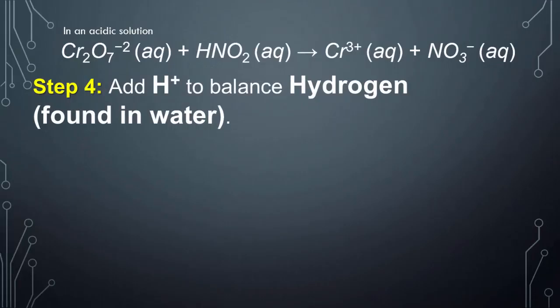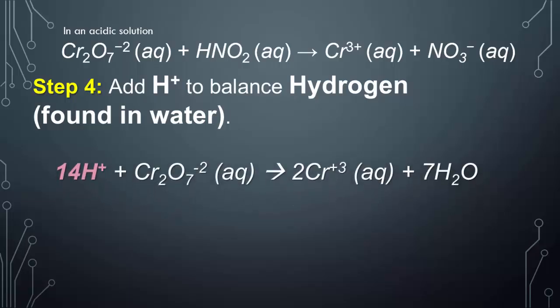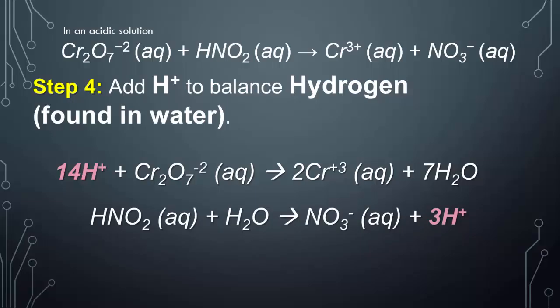The fourth step is to add protons to balance the hydrogens, which are always found in the water. So, if we notice in the first line, you have 14 hydrogens in water. So therefore you have to add 14 protons to your reactants. In the second equation, you notice you have 1, 2, 3 hydrogens, 1 found in the starting acid and 2 found in the water. So therefore you need to add 3 protons to your products.